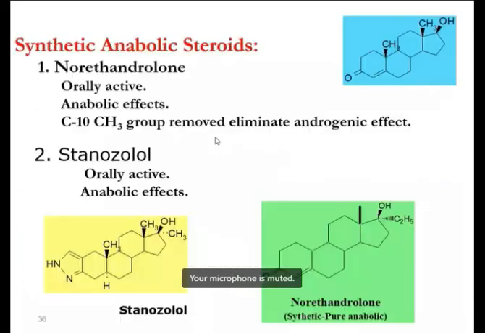Synthetic ones are also available. Norethandrolone has orally active anabolic effects. This is the structure of norethandrolone, and this is stanozolol. Here is the testosterone structure for comparison, this is norethandrolone, and this is the stanozolol structure.